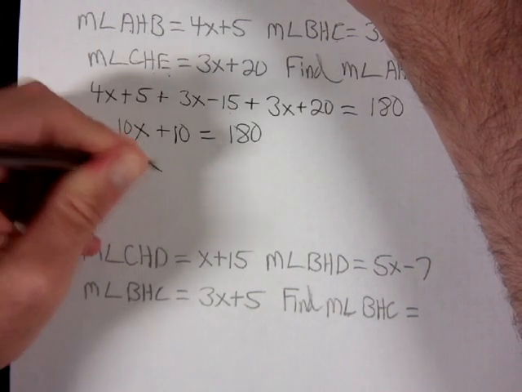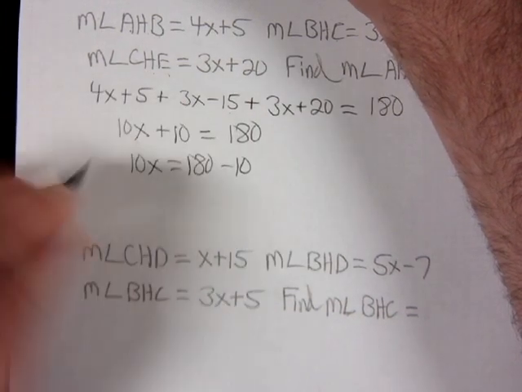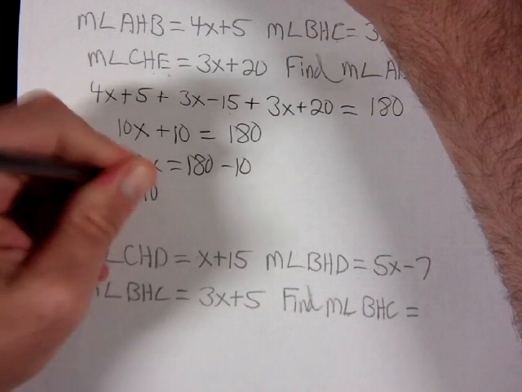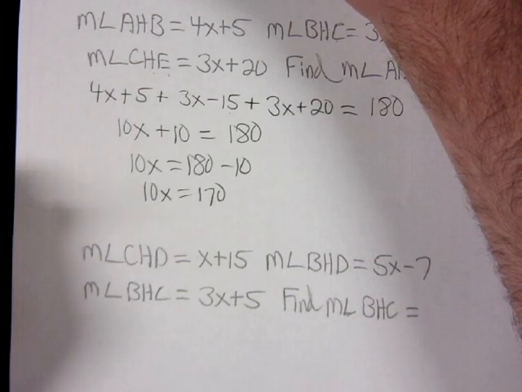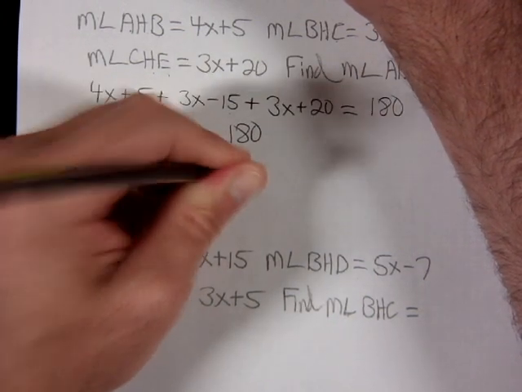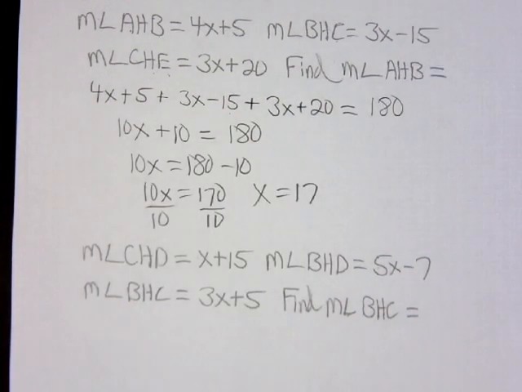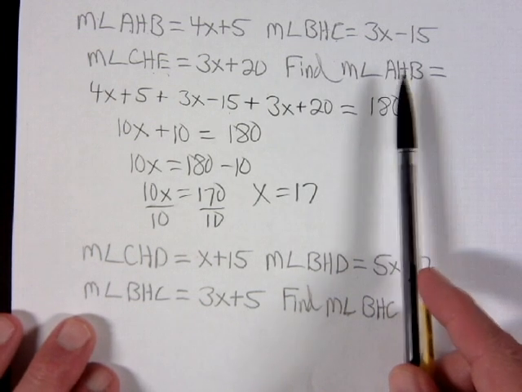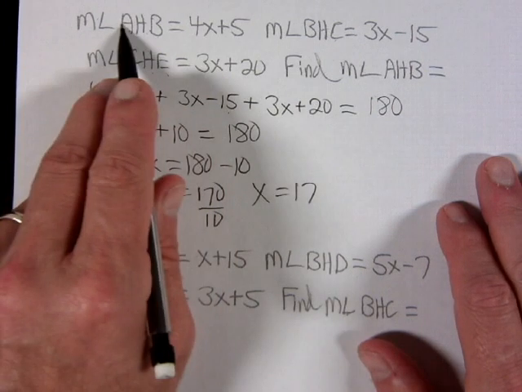So that'll be 10x is equal to 180 minus 10, because remember the whole idea is to get x by itself. 10x is equal to 170. And now I'm ready to divide by 10. And we got x is equal to 17. But once again, not the answer, because they asked me for AHB. And so I need to take the 17 and plug it in here.